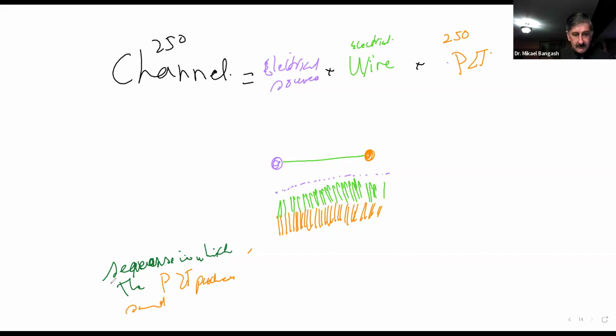That sequence in which the PCT will produce sound is going to determine whether our beam will be steering this way, whether our beam will be steering this way, and or whether the beam will be steering this way.